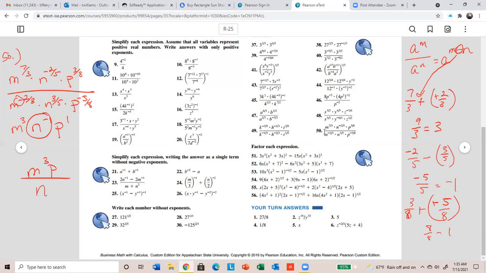Scary looking problem, but as long as we know our rules, it's not that bad. So that finishes up all of our information on exponents. Again, if you have any questions, let me know.